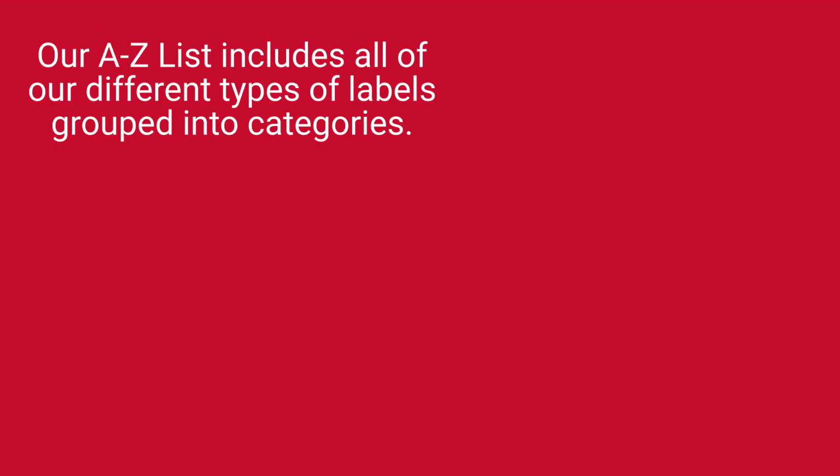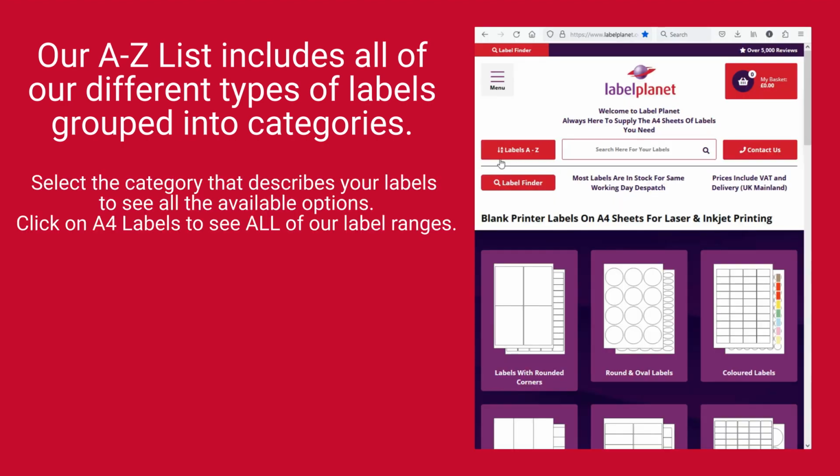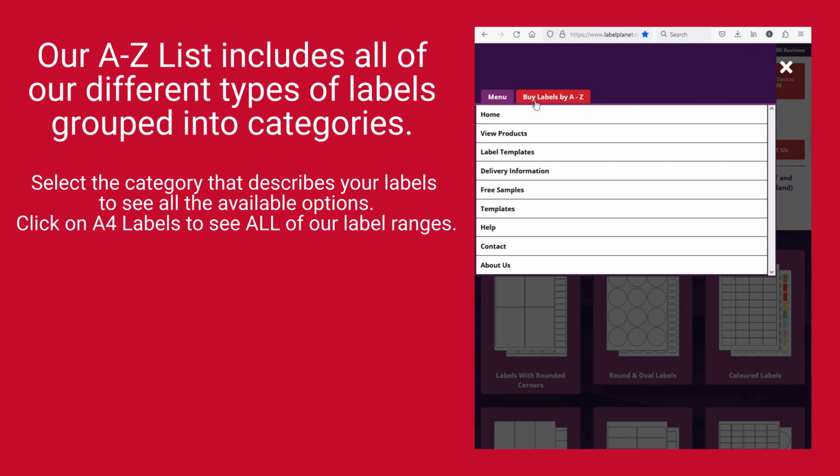Our A to Z list includes all of our different types of labels, grouped into categories. Select the category that describes your labels to see all the available options. Click on A4 Labels to see all of our label ranges.